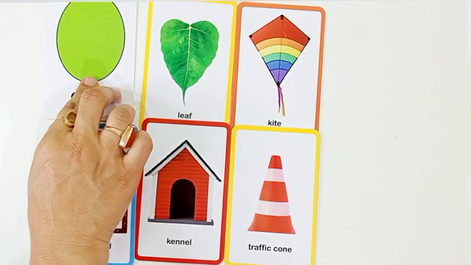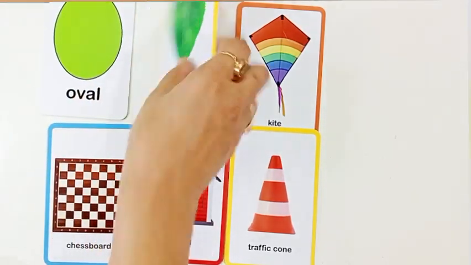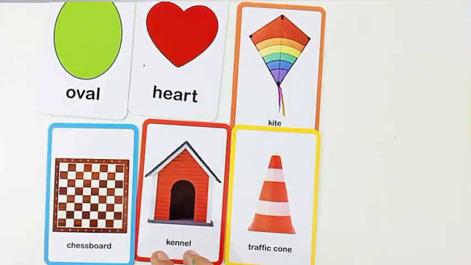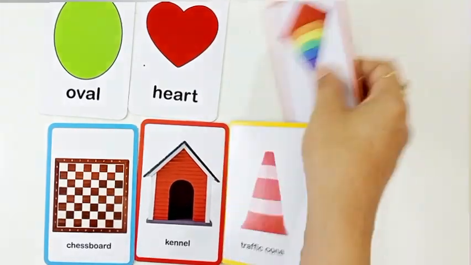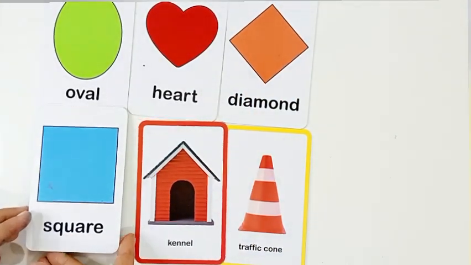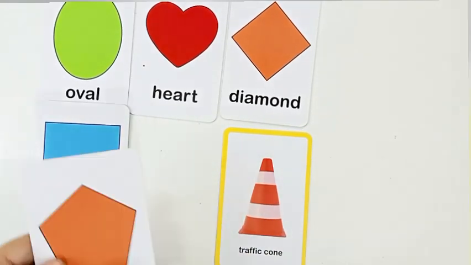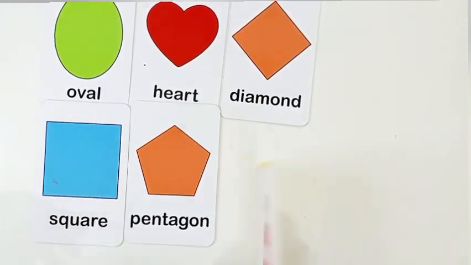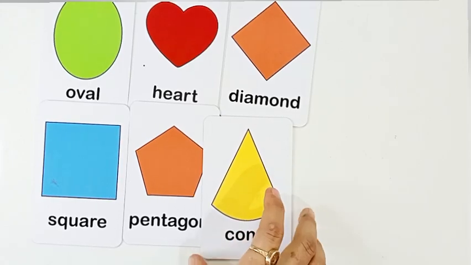This is oval shape. This is heart shape. This is diamond shape. This is square shape. This is pentagon. This is cone shape.